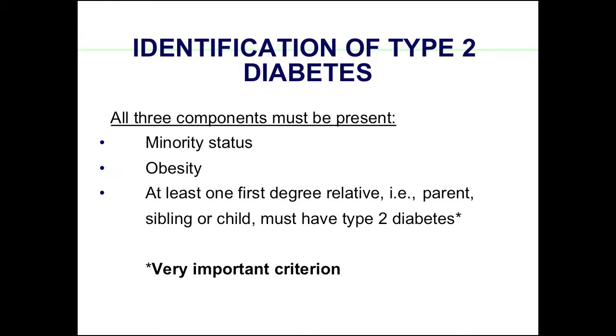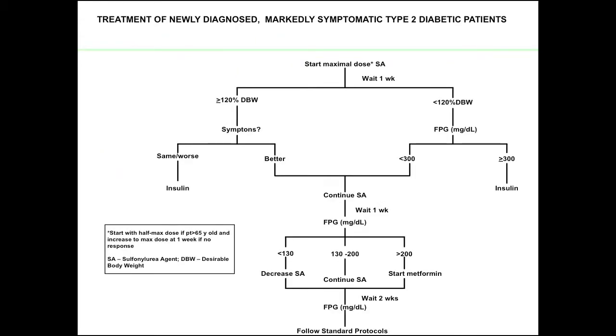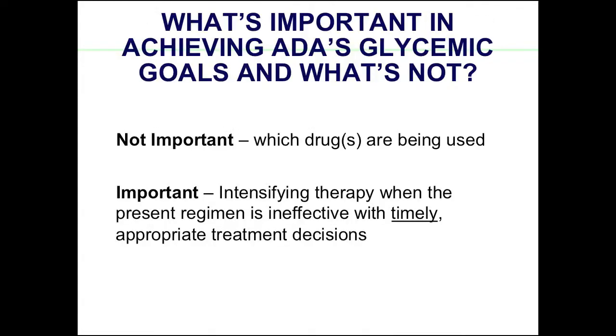You've got to make sure that they're type 2s. Minority status, which in our population is easy, obesity, and very importantly, almost all of these patients will have a strong family history of type 2 diabetes in a first-degree relative. You just start with a very high dose of sulfonylureas. If they're obese and their symptoms are better, we keep going. If they're lean and their sugars a week or 2 weeks later are over 300, then we would go on to insulin. But within 2 weeks, these sugars mostly come down to way under 200 and sometimes at target. And often we have to decrease the sulfonylurea, and then we would start metformin to get them on that dose.